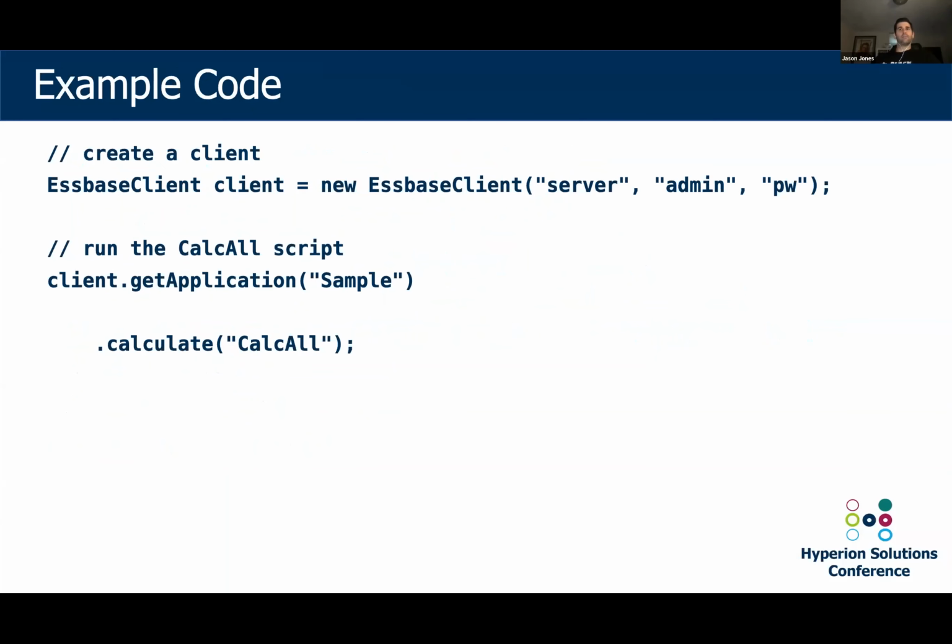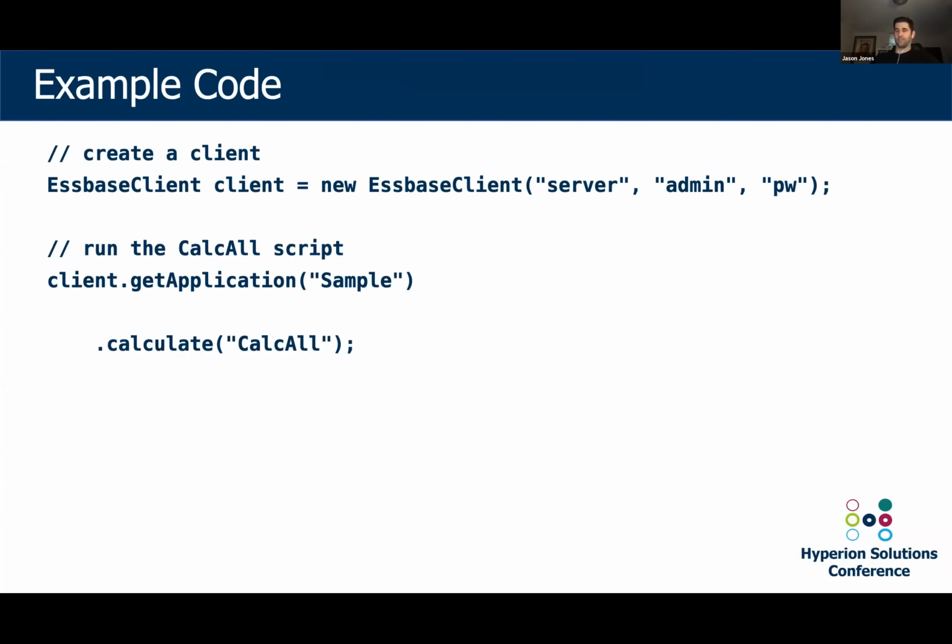So just by way of example, we looked at what some curl and Essbase command line examples might look like for getting a list of databases on an application. This is the entirety of a program for running a calculation. If you use this library, and this is just Java code, this is all you need to write. I'm saying I want to create a new client object. Here's the server, here's the username, here's the password, and then I just want to get this application named sample, and then run a calculation named calcall. So that's all you need to write.